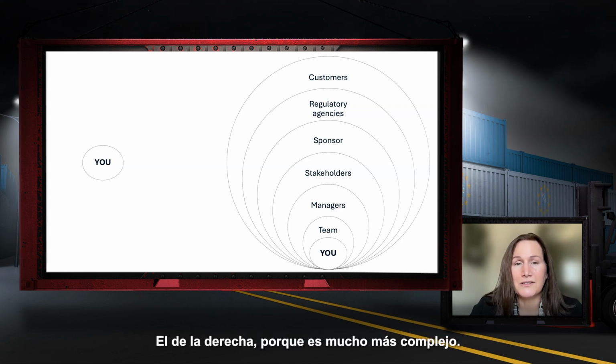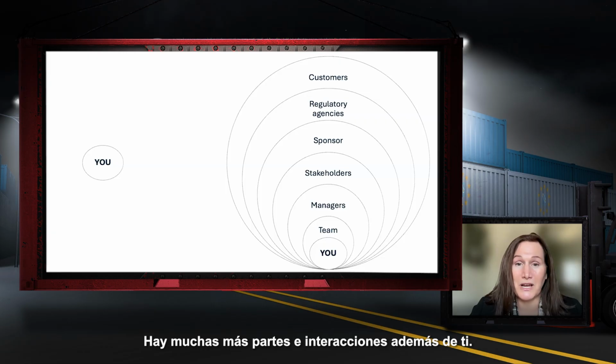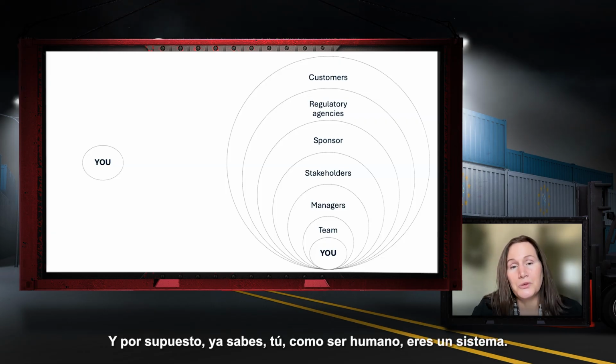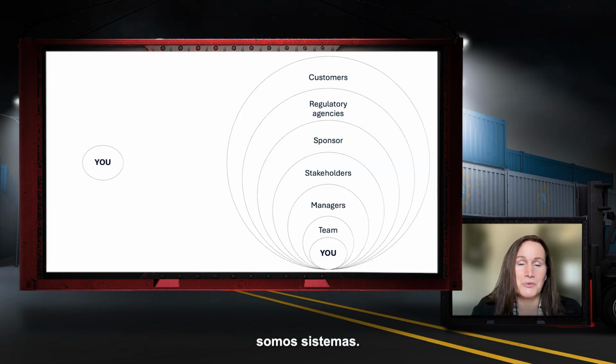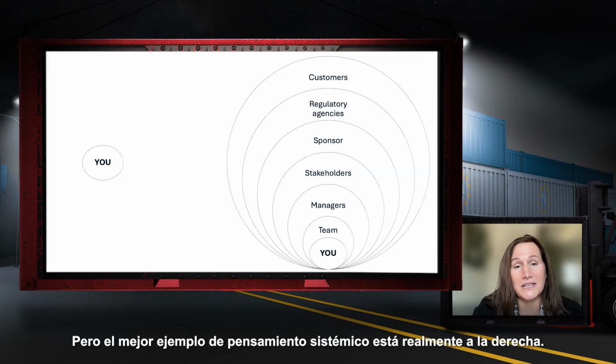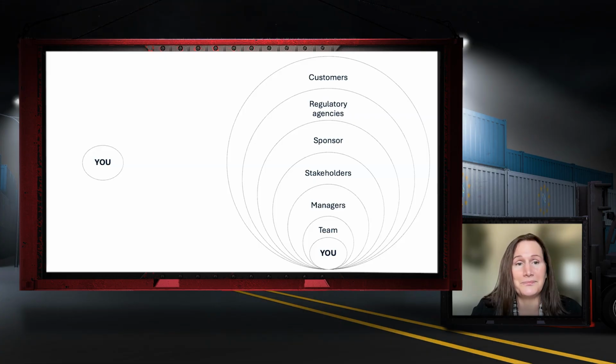The one on the right, because it's much more complex. There's many more parts and interactions than just you. And of course, you as a human being, you are a system. I mean, we know this. We are systems. We have interacting parts. We have emergent behavior. We have all of these things. But the better example of systems thinking is really on the right.